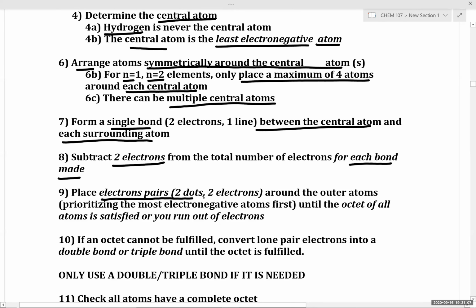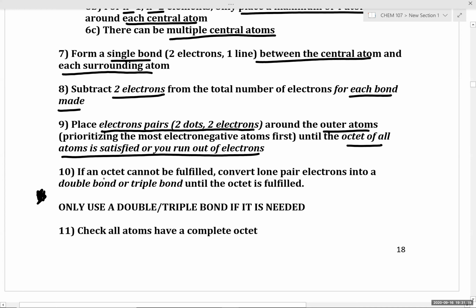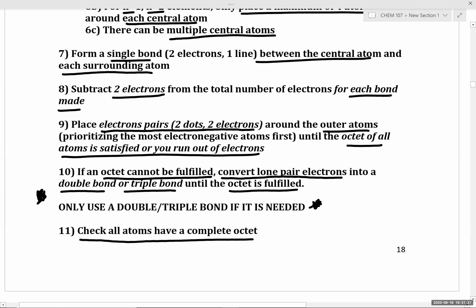Then you place electron pairs around the outer atoms until the octet of all atoms is satisfied or you run out of electrons. Finally, then and only then, if the octet cannot be fulfilled, you convert lone pair electrons into a double bond or triple bond until the octet is fulfilled. Make sure to check all atoms have a complete octet and only use a double or triple bond if it is actually necessary. I find the biggest error that students make in Lewis structures is they start drawing double and triple bonds before they need to.